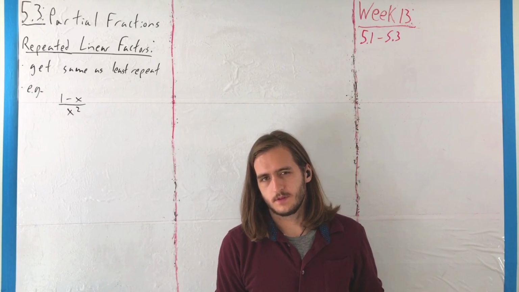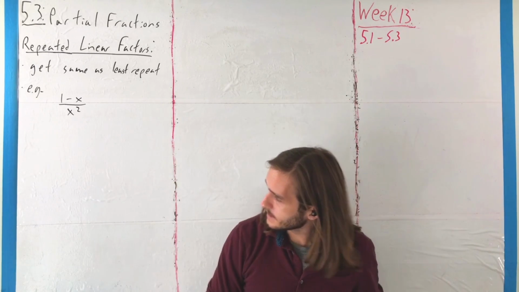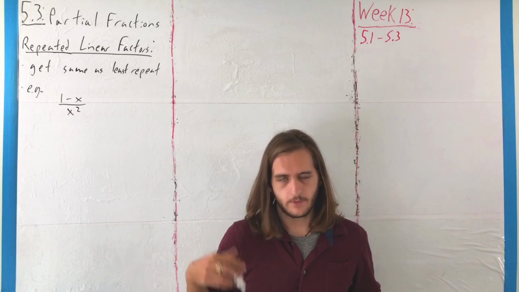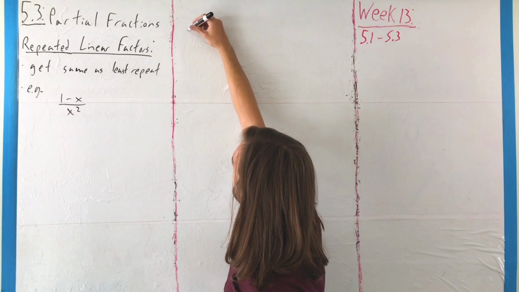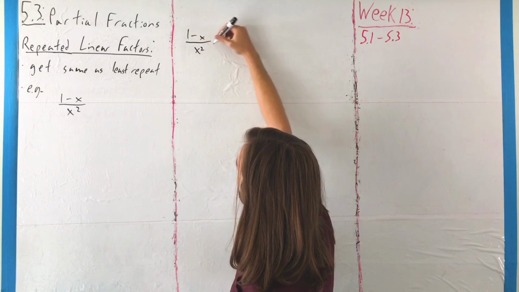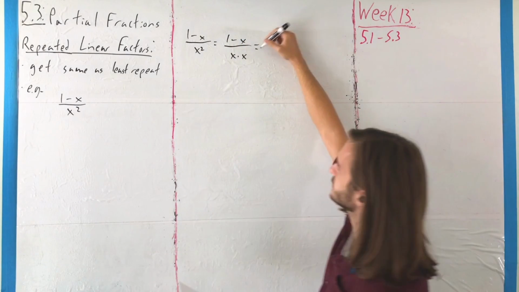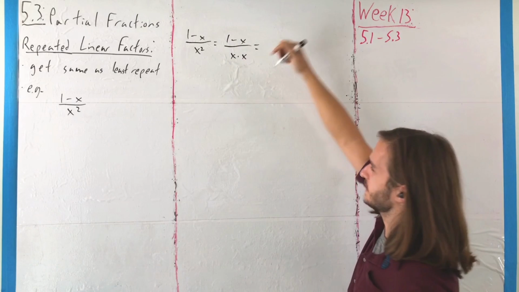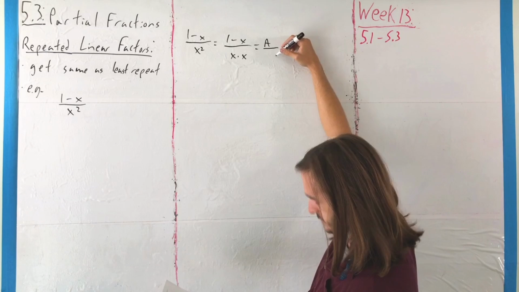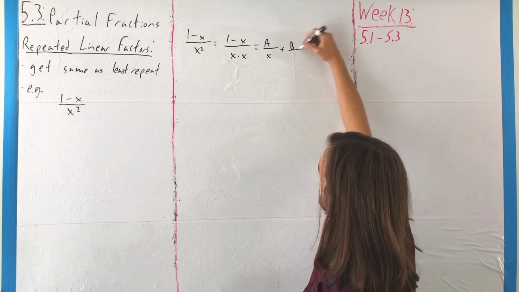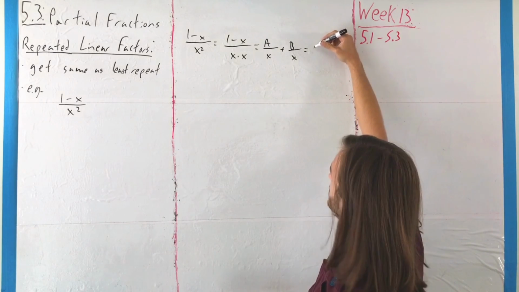So what happens if we have the same factor more than once? How do we handle a repeated root? Something like this here, where we have 1 minus x over x squared. If you want to think about factoring that out, well, you could factor out that x squared. You would get something like 1 minus x over x squared is equal to 1 minus x over x multiplied by x, which, if you think in terms of these as being separate, you would have a over x plus b over x is equal to a plus b over x, which is just c over x.